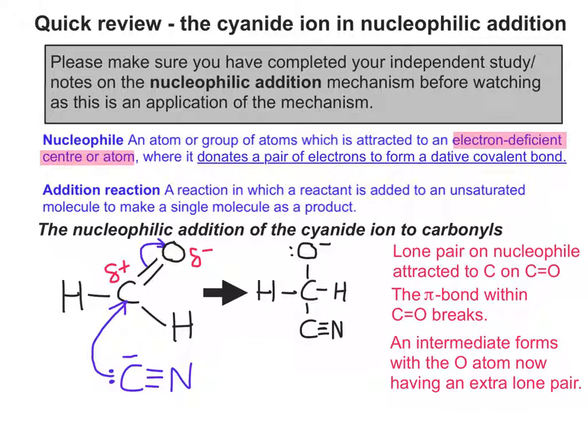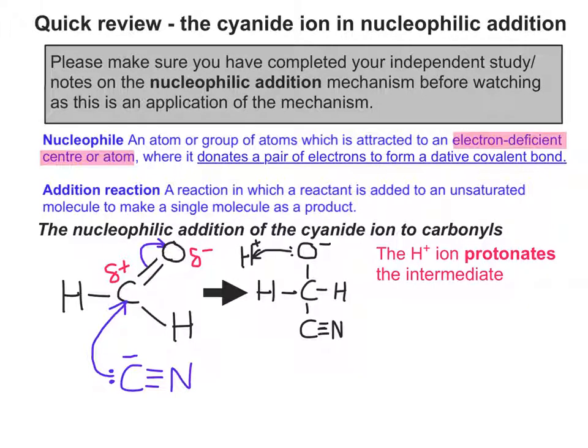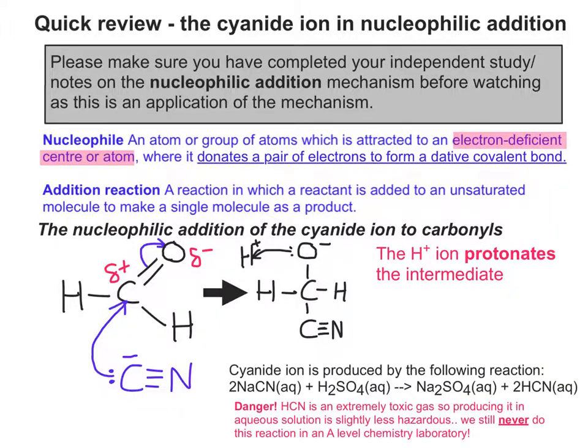So the next thing to happen is the pi bond breaks between the carbon and the oxygen in the C=O, and that lone pair ends up on the oxygen, making it negatively charged, which allows an H+ ion to protonate this intermediate that's formed.